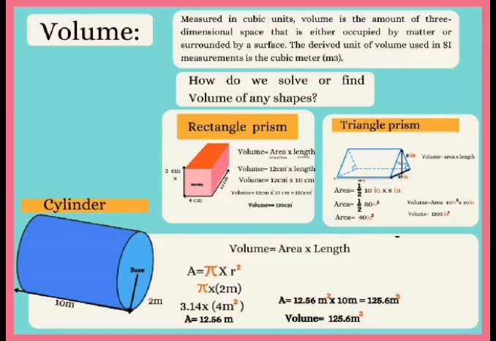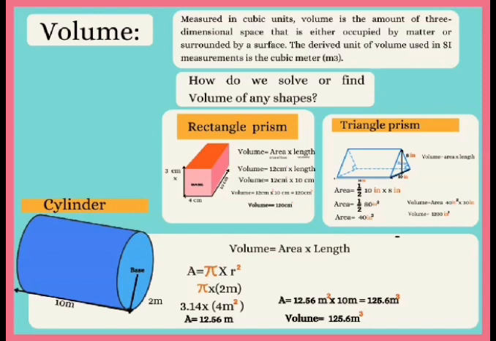So let us start with the rectangle prism. To find the volume of a rectangle prism, let's start by finding the area. The area would be the base of 4 centimeters, and its height is 3 centimeters. So what we will do is to times them. 3 times 4 is equal to 12. So 3 centimeters times 4 centimeters is equal to 12 centimeters squared. So here we have the area.